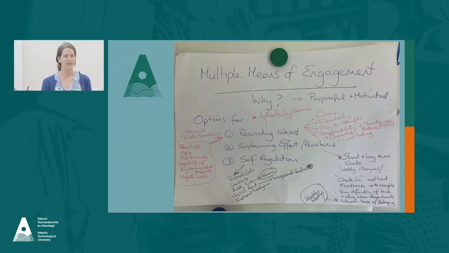And so from UDL, to engage students, it recommends that you provide options for, number one, recruiting their interest in the first place. Number two, sustaining that effort and keeping them persisting in that. And number three, self-regulation, which is really their internal kind of regulation and emotional involvement in it as well. So this was my focus. I tried to keep that really simple, and I'm going to look at each one of those.